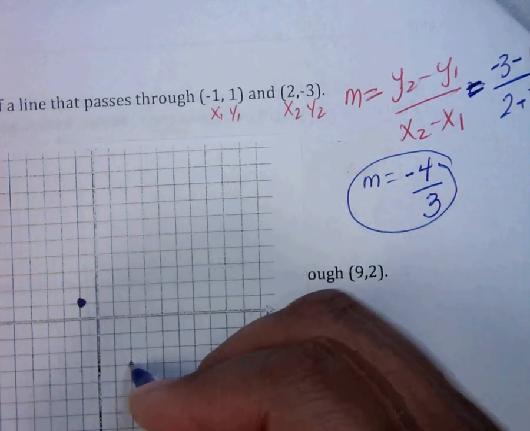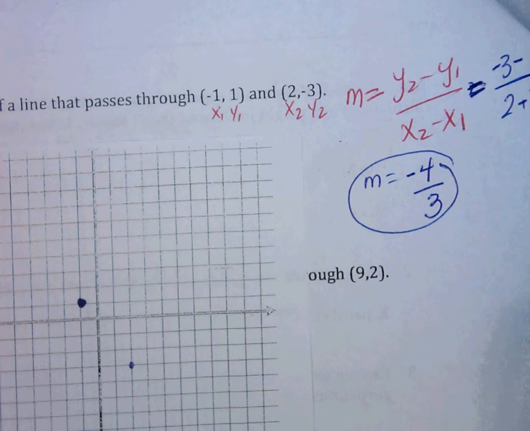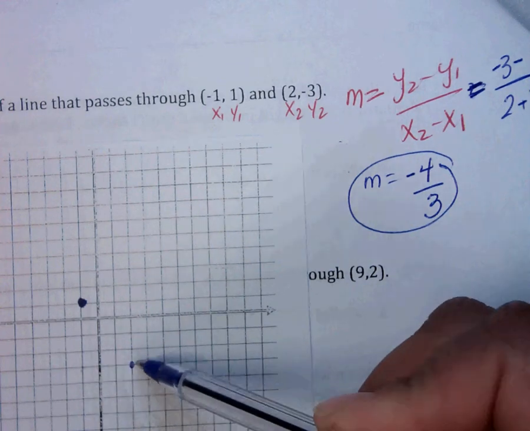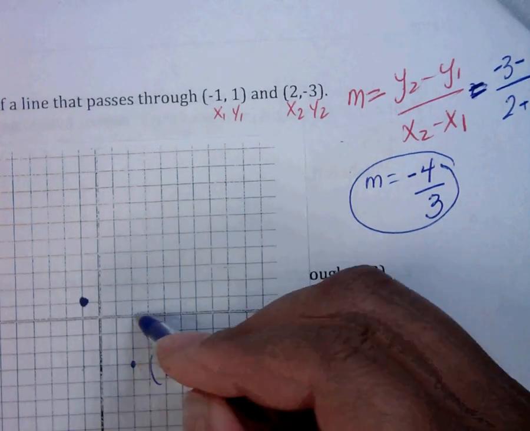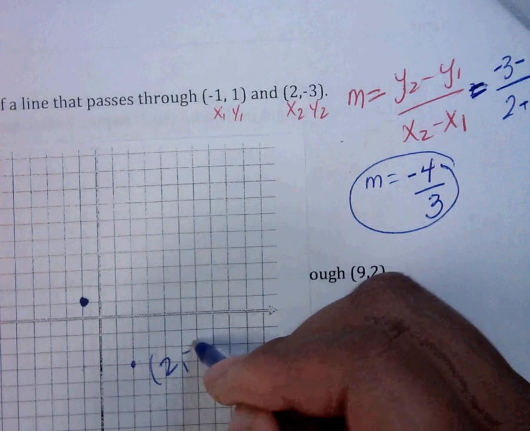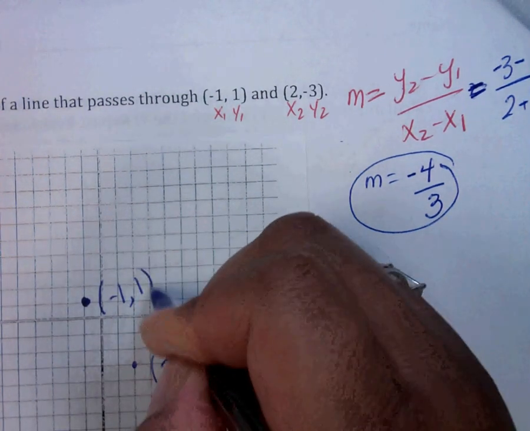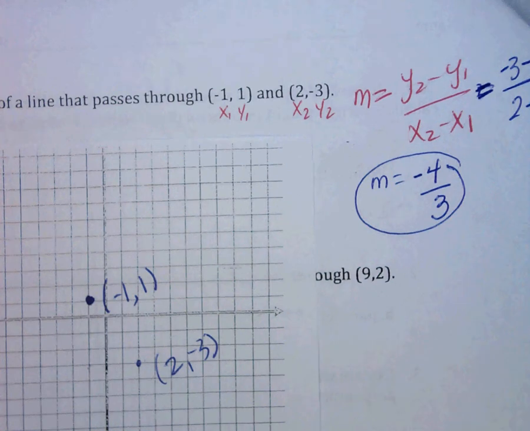Now remember, if I'm going too fast, stop, rewind, listen again. Okay, down 1, 2, 3, 4, over 1, 2, 3. This is 2, -3. And we know that this point here was -1, 1. I now have enough information to use menu 613.